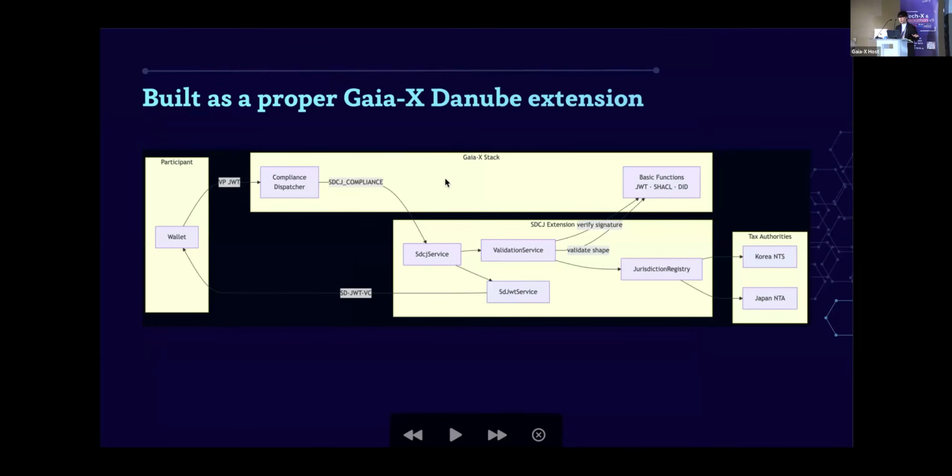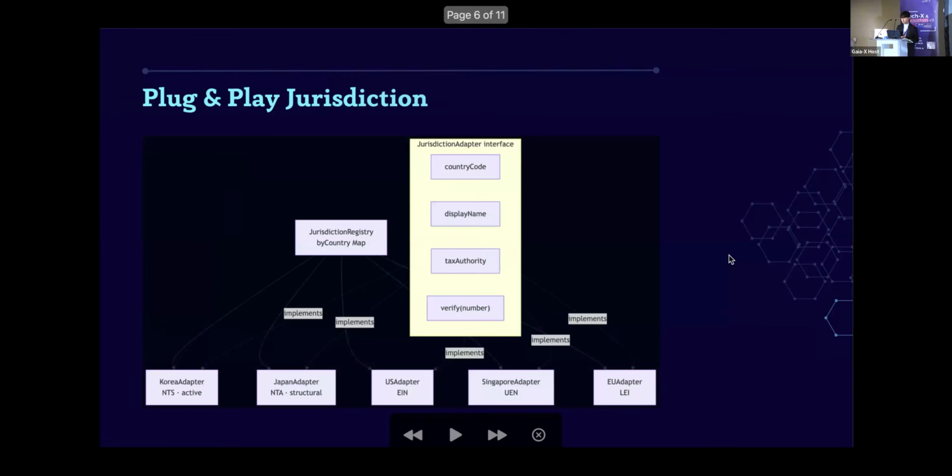We have forked the compliance dispatcher. We have created the logic for the extension, and also added it into the list of extensions that the compliance dispatcher supports. And the extension itself talks to the tax authorities. It's actually a fork of the IMX extension. We refactored the Japan registration number module, and also added the Korean NTS modules. And we aim to make this extension as plug and play as possible.